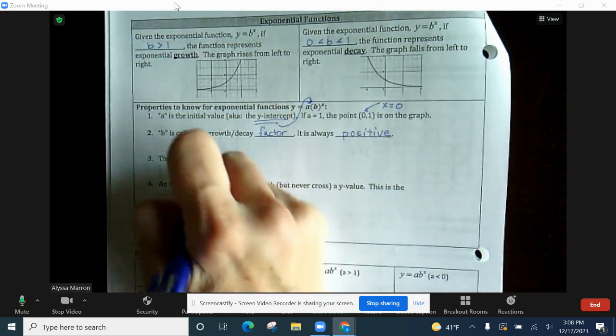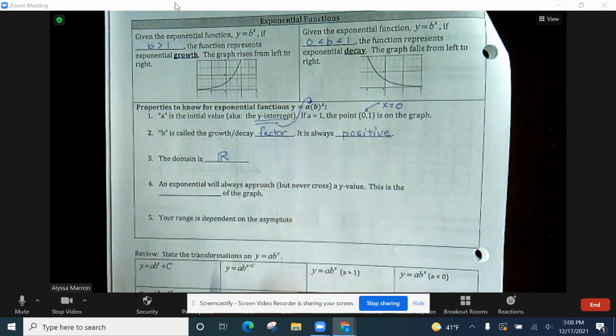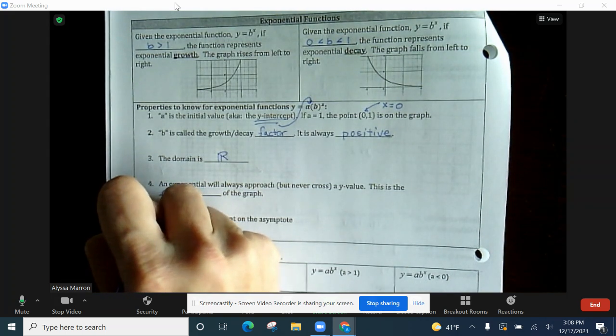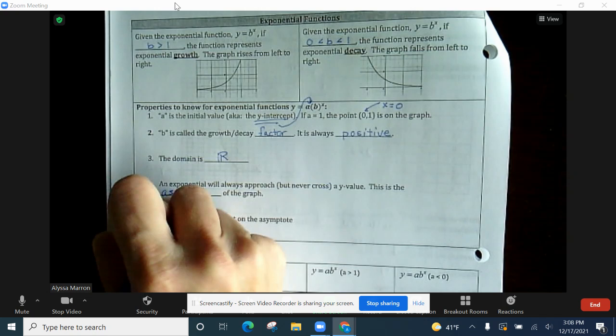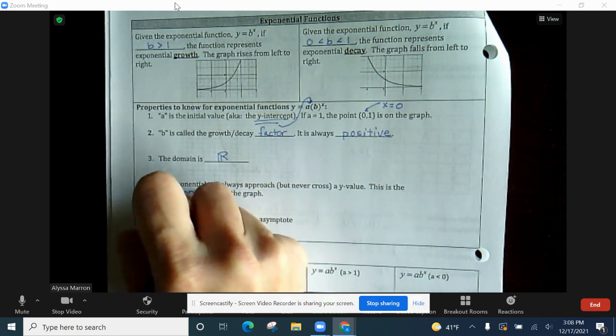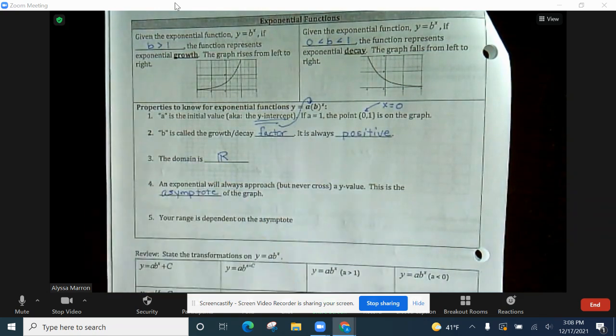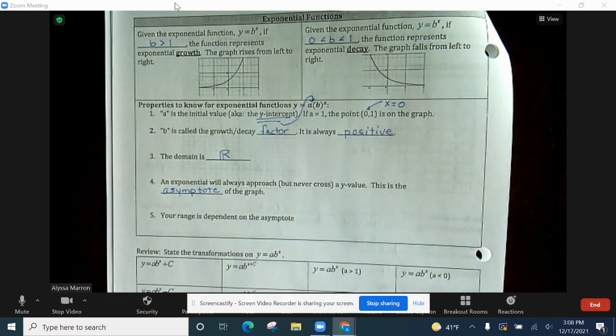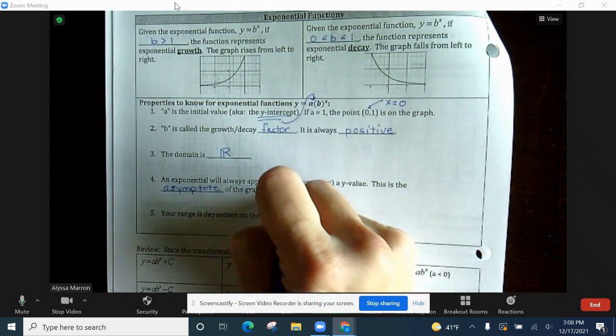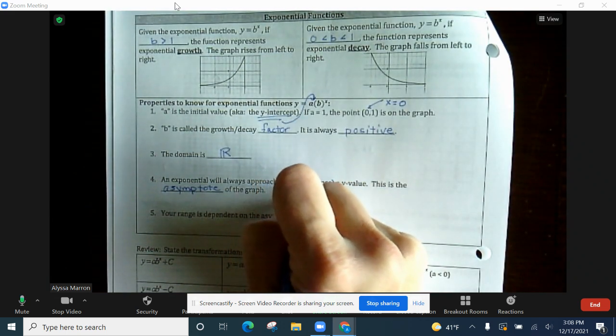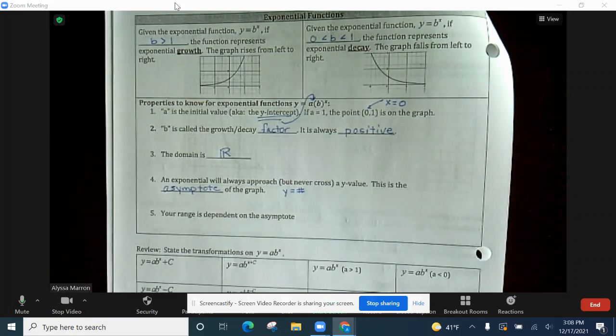The domain will always be all real numbers. And an exponential function will always approach but never cross a y value. This is the asymptote of the graph. And the range is always dependent on that asymptote. So the asymptote will always be y equals some number. That number is based on our up-down shift.